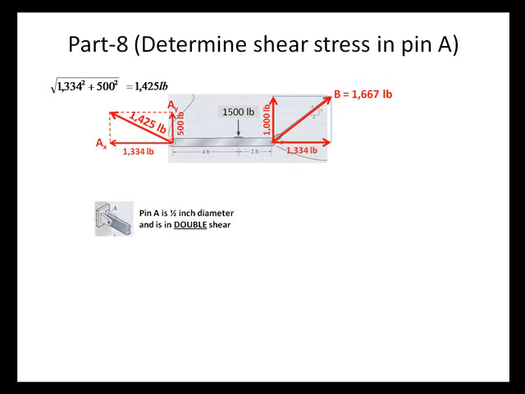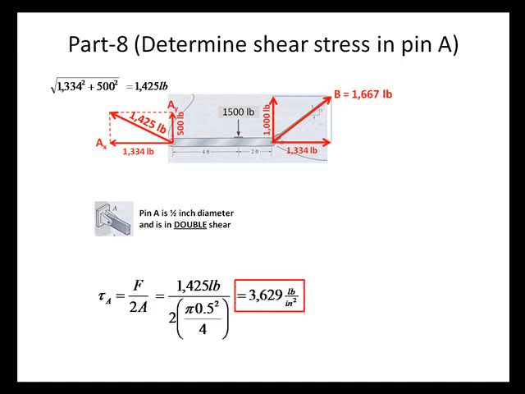We also know that the way it's connected to the beam is that that pin is in double shear. So the force in that beam is divided by 2 pin areas. So we take the 1,425 pounds and we're going to divide it by 2 cross-sectional areas of the pin, resulting in 3,629 psi of stress. Give yourself 1 point if you got that right.